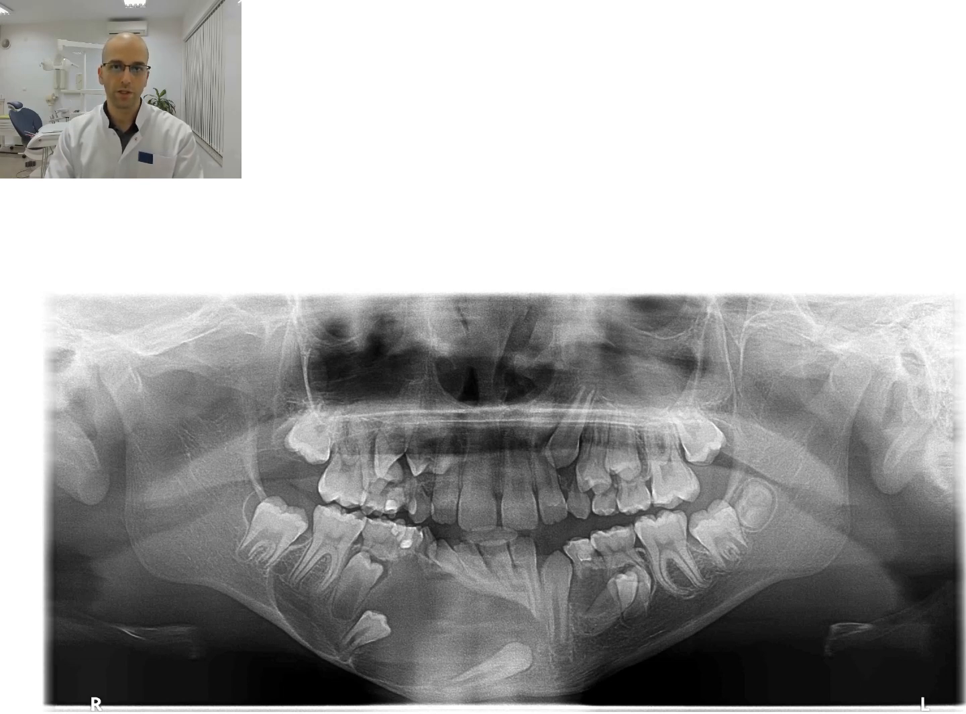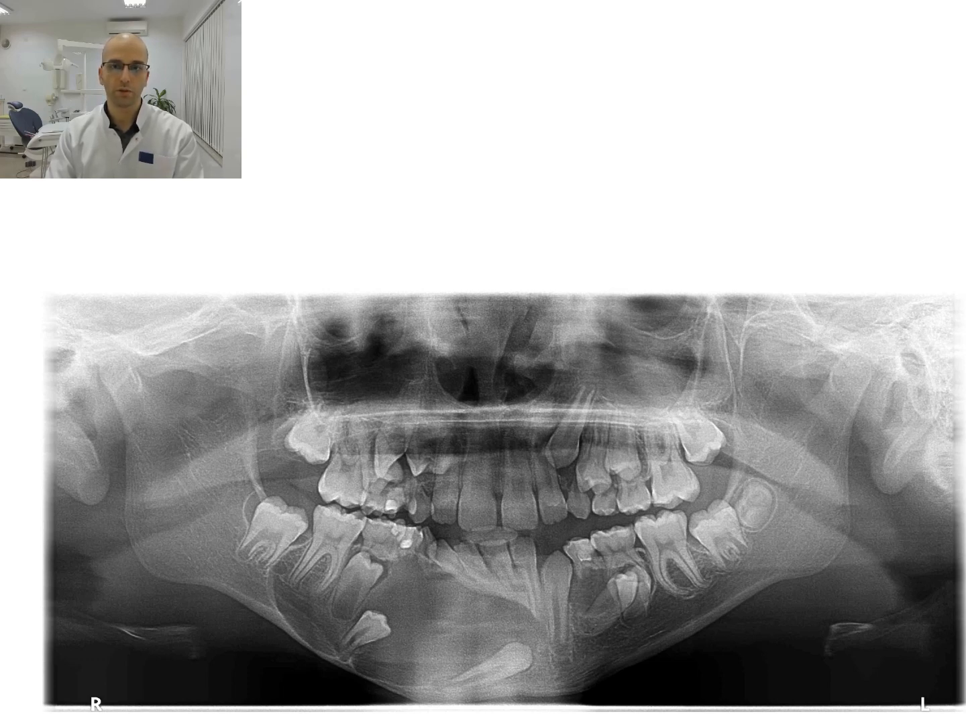We can clearly see a unilocular, well-defined radiolucent area that affects the right-hand side of the mandible. The lower right first premolar and canine are significantly displaced. The initial diagnosis was dentigerous cyst, and it was confirmed by histology.